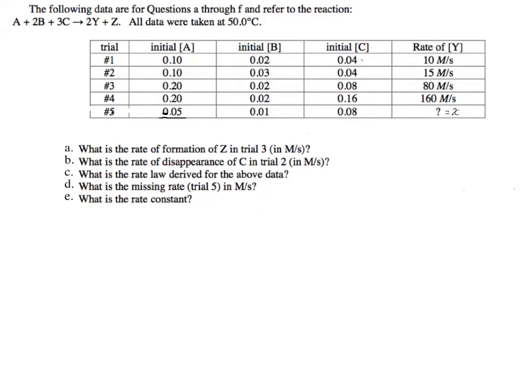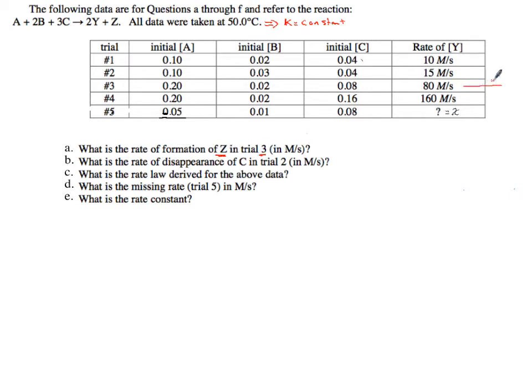Another example of rate law, this time I have three reactants colliding with each other, highly unlikely, but it's good practice in calculations. The temperature is given to remind us that the K is constant at a given temperature. That's a disclaimer. So let's look at questions. The first question is, what is the rate of formation of Z in trial number 3?